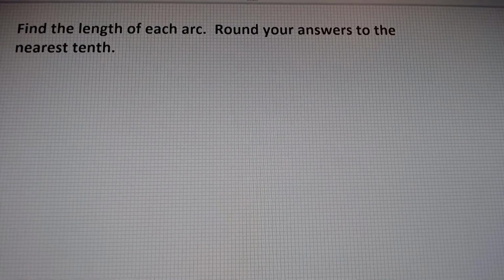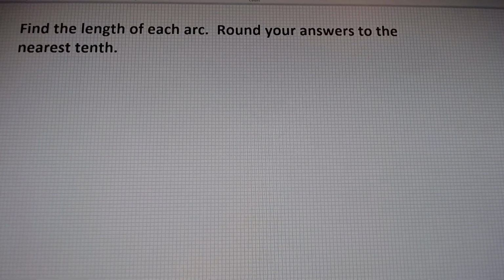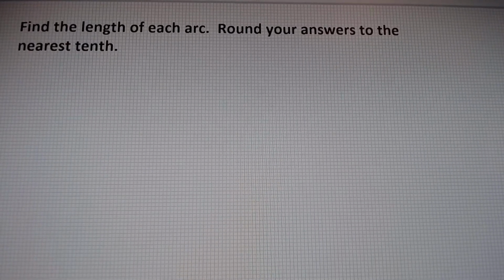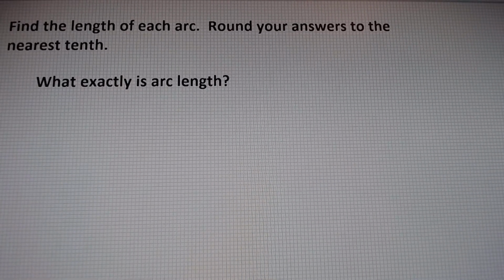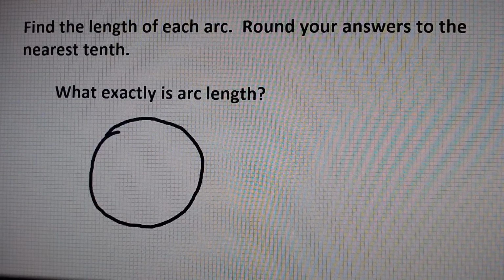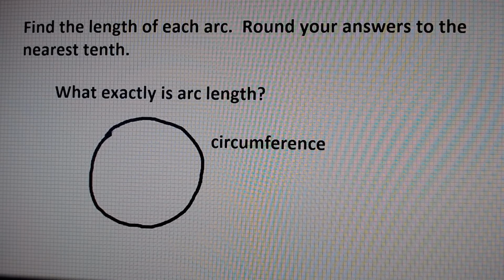Today we're asked to find the length of each arc and round your answer to the nearest tenth. First we're going to talk about what exactly is arc length. So let's say that we have a circle, and we know what a circumference of a circle is. The circumference of a circle is the distance around any circle.